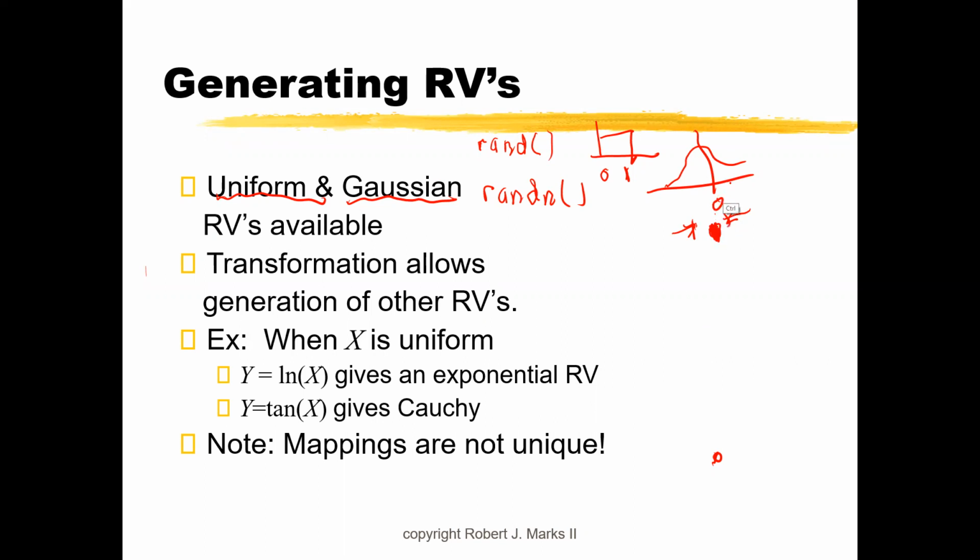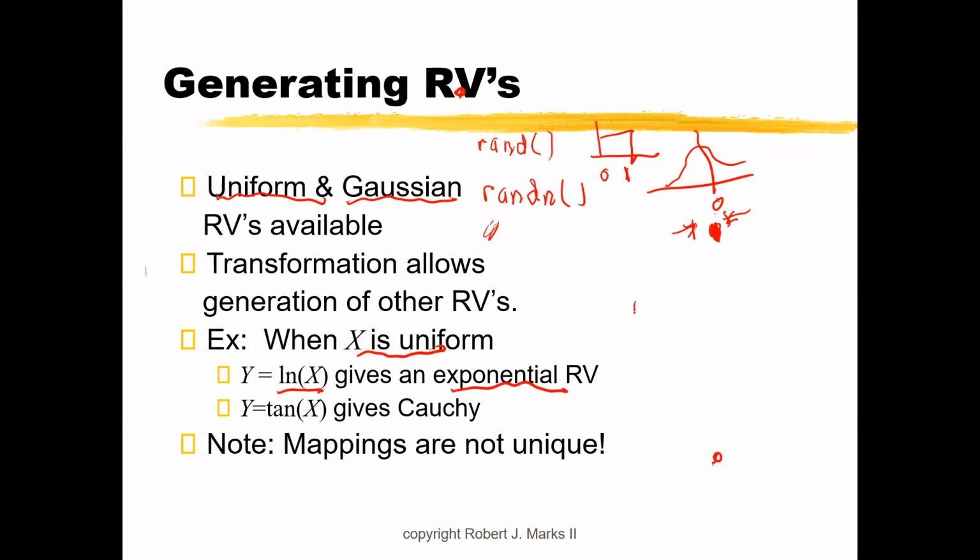Now, this is typically what's available to us, and I'm sure there's advanced things which allow us to generate other types of random variables. But what this transformation on the random variable allows us to do is to generate other random variables. For example, when x is uniform, the log of x gives an exponential random variable, and we'll show this.